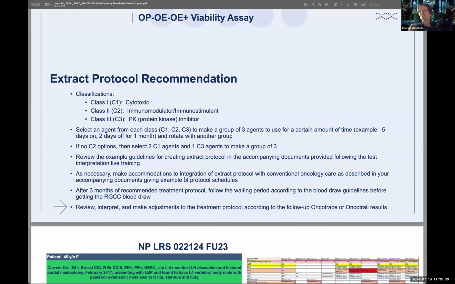While we're still on this page, I'd like to ask a couple of questions. One is this 5 days on, 2 days off, when people are on the rotation of those agents. I haven't been doing that. I've been doing every day for a month and then they rotate on to the next one. Is that 5 and 2 pretty important? I'm wondering if I should call all my patients and start having them do that.